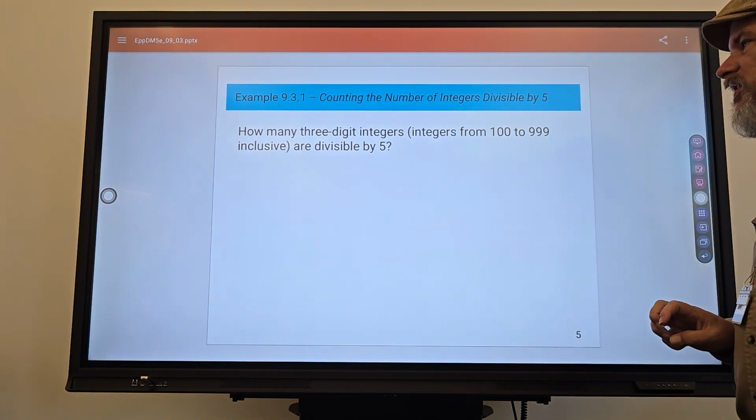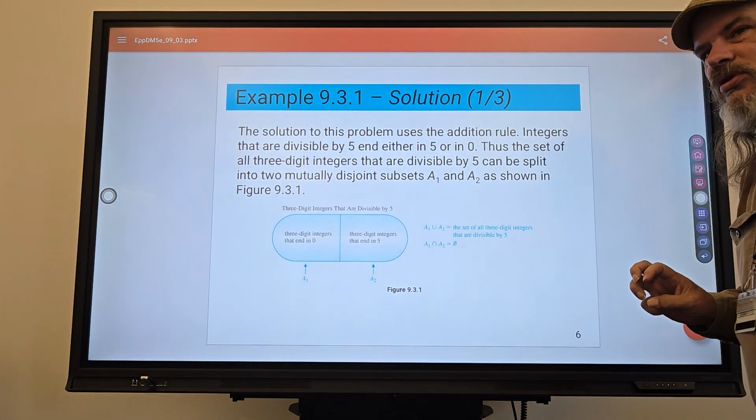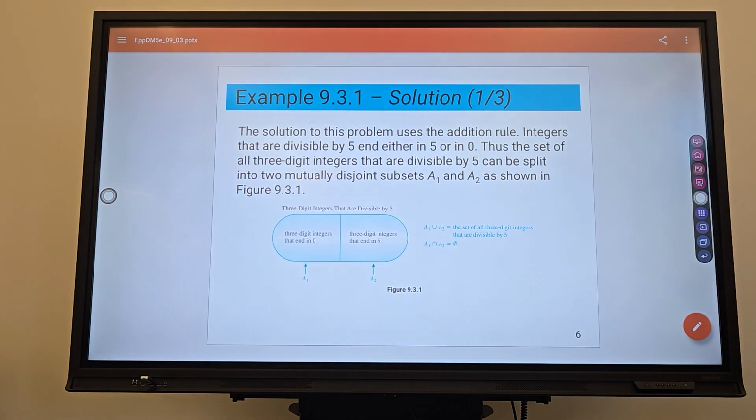So how many 3-digit integers from 100 to 999 are divisible by 5? We had this problem, we used this example in a previous lecture. This is another approach. The solution to this problem uses the addition rule.